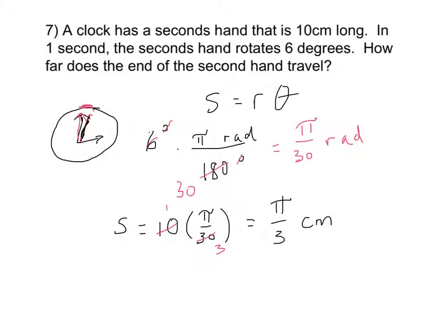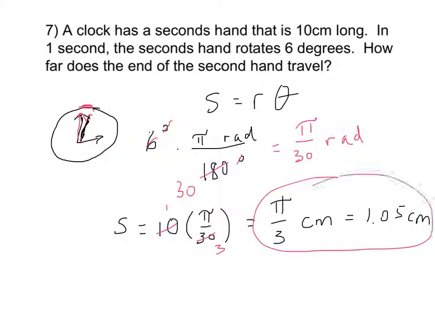If pi over 3 isn't very meaningful for you, you can go ahead and take the pi value and divide it by 3 on your calculator and get an approximation, which is just over 1 centimeter, about 1.05. Either of those answers are great, and you're done.